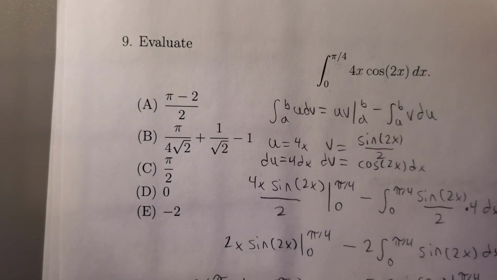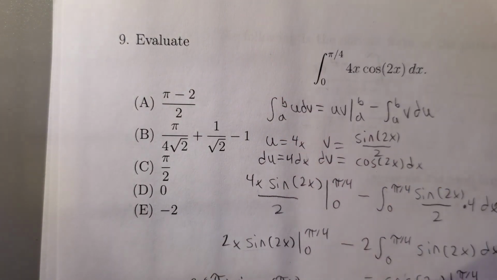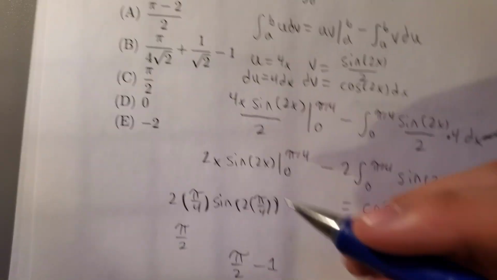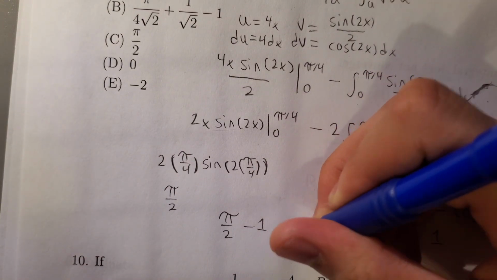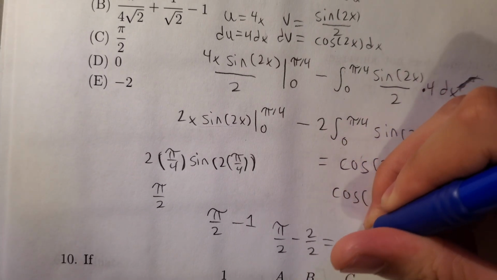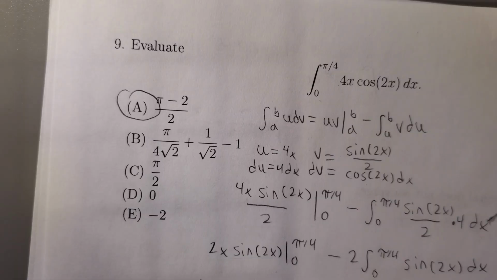And if we look at these answers, the closest thing to that would be A. It's the same thing, but slightly different, where they turned this 1 into a 2 over 2, so you'd have pi over 2 minus 2 over 2, which simplifies to pi minus 2 over 2. So the answer to this question is A. Now, I'm going to show you a different way to do this.